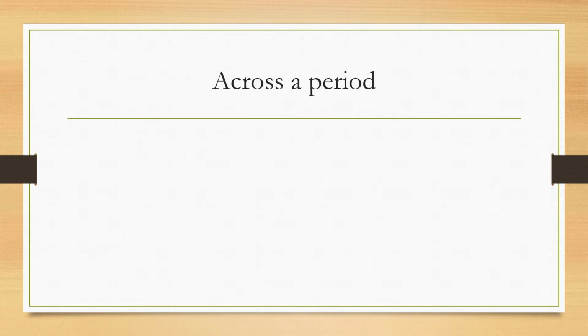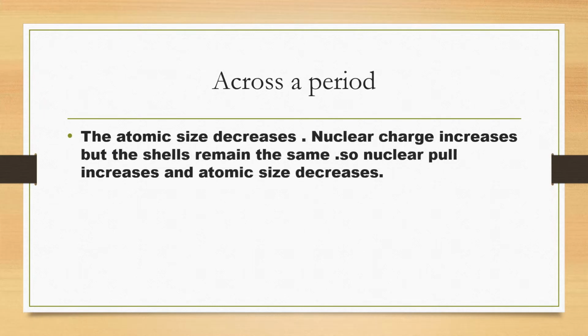Across a period, the atomic size decreases. The reason is the nuclear charge increases but the electrons are entering the same shell. So the nuclear pull increases with the result the atomic size decreases.